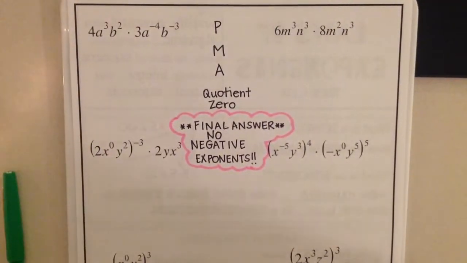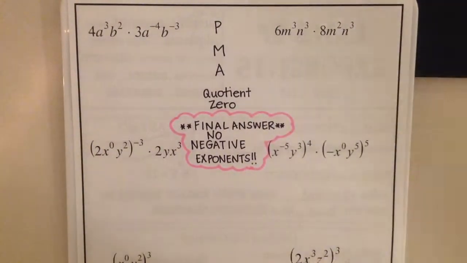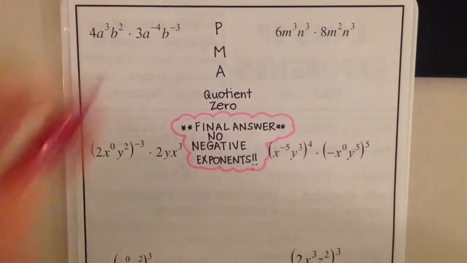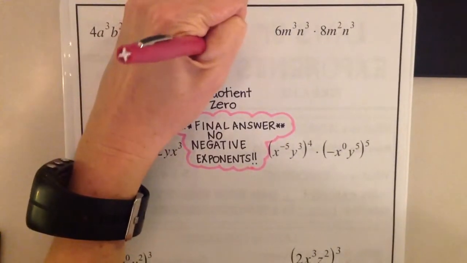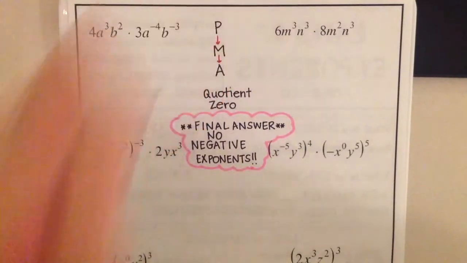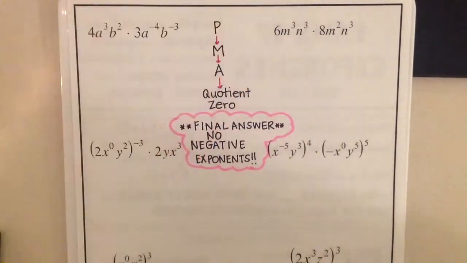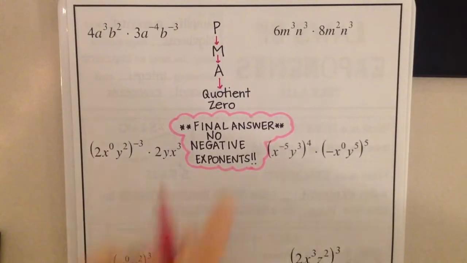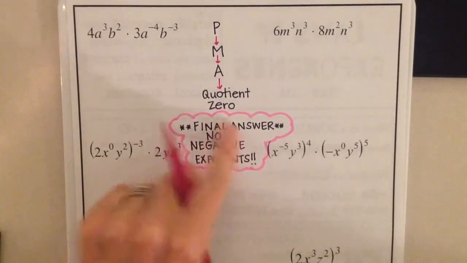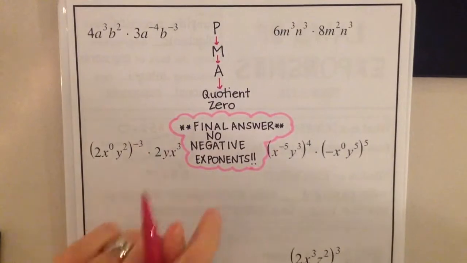Okay, so let's see what this looks like when I actually try to put all of this together and work some problems. So I know a big thing was I don't know the order in which to work things, Miss Love. So here's what I'm telling you the order is. You are going to work PMA first, then you are going to work your quotient rule and your zero exponent rule. And then we're going to talk about what happens in my final answer if I get no negative exponents.